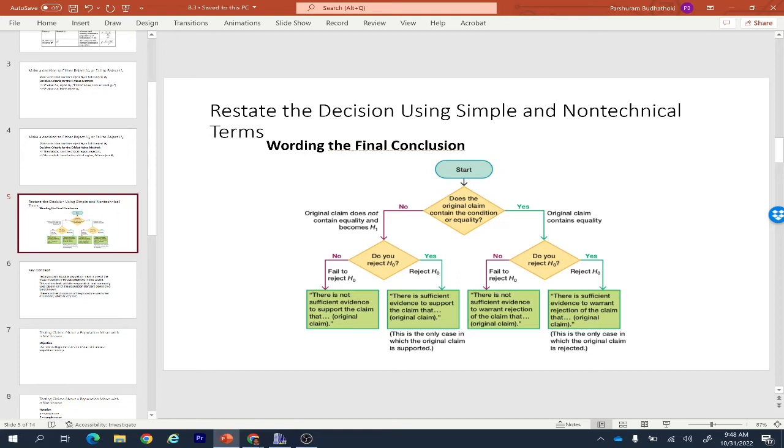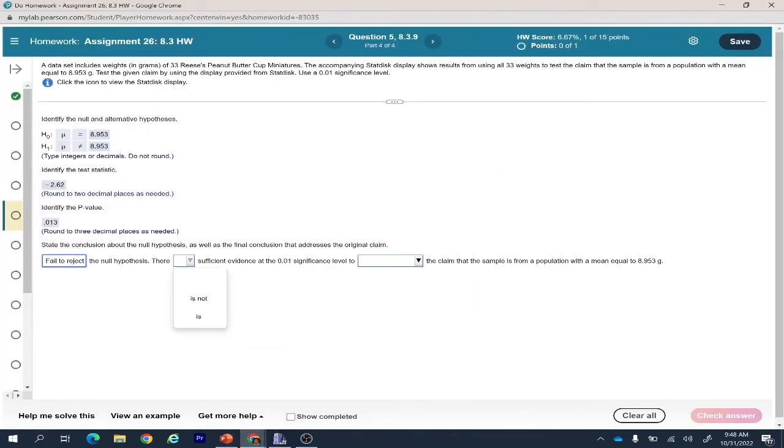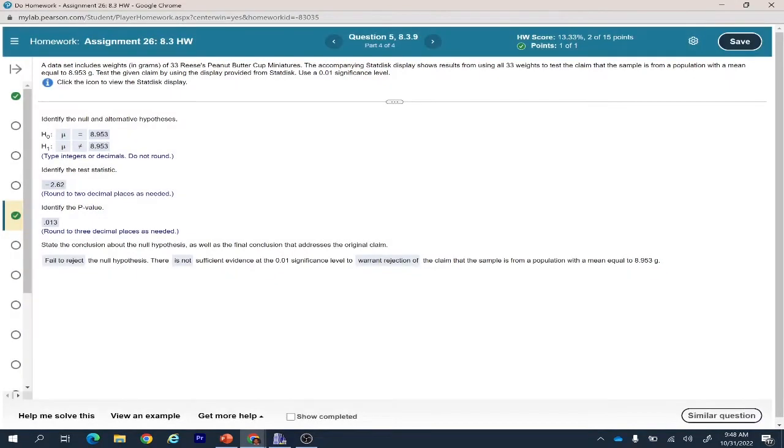There is not sufficient evidence to warrant the rejection. So that's supposed to be our conclusion. There is not sufficient evidence at the 0.01 significance level to warrant rejection of the claim. So that is our conclusion.